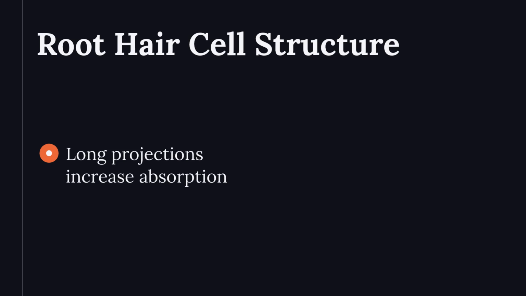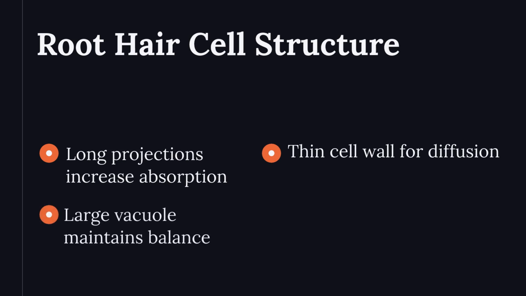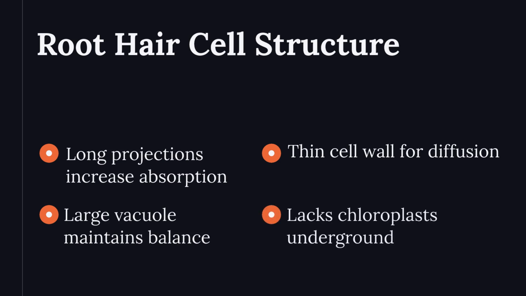Root hair cells have long projections for increased absorption. A thin cell wall shortens the diffusion distance. A large vacuole stores water and maintains osmotic balance. These cells lack chloroplasts. As they are underground, their structure supports efficient water and mineral uptake.